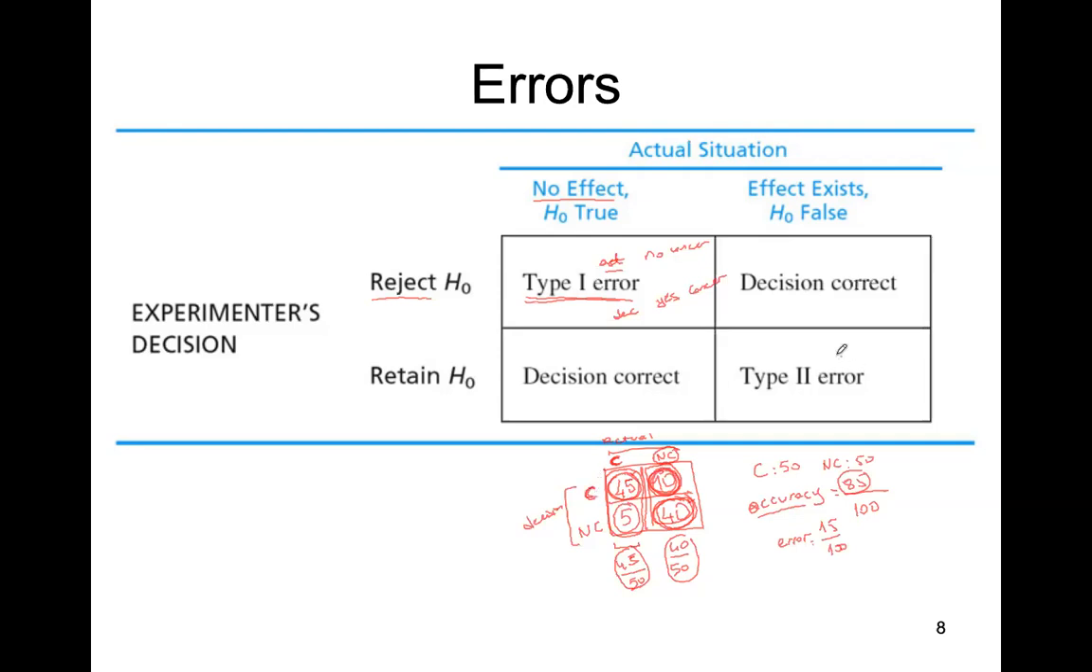How about type 2 error? What is the situation? Actually, cancer exists, but my decision is what? No cancer, right? Actually, this person has cancer, but I say there is no cancer. Okay? This is type 2 error. This is type 1 error. This is type 2 error.